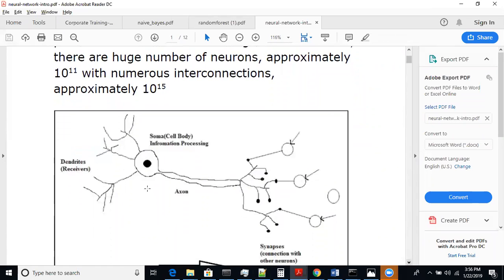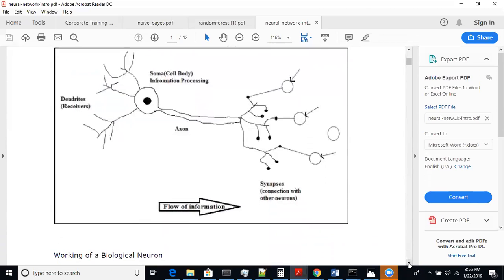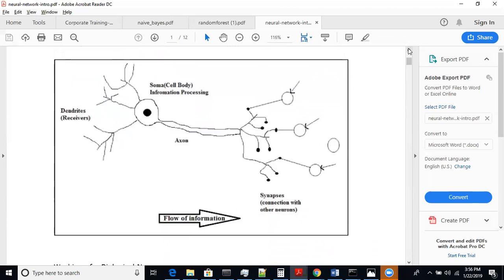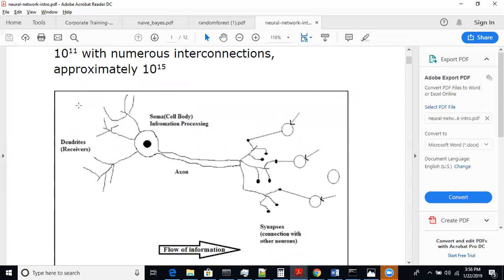It looks like this. A small diagram: the input receivers, from where the information from one cell is taken. This is about one cell, a biological neuron. So one neuron will connect with another neuron. The output of one will connect to the input of the other. The input receivers are called dendrites.